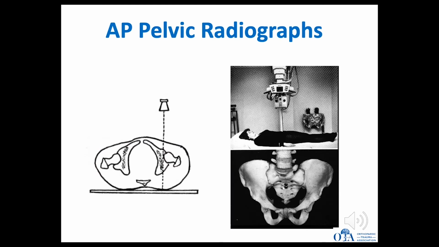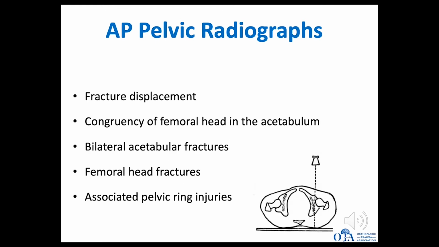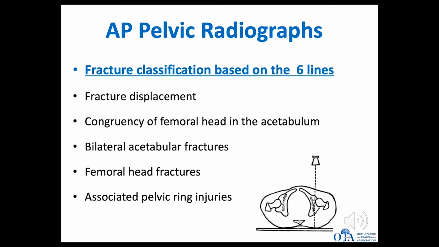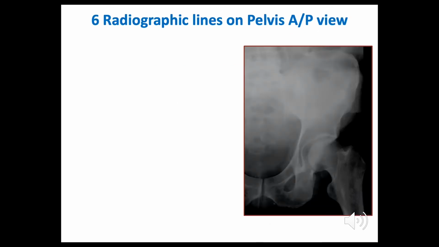This slide shows how we position the patient and the X-ray beam to obtain an AP pelvic radiograph. So the AP pelvic radiograph would give us an idea about the amount of fracture displacement, congruency of the femoral head and the acetabulum, bilateral acetabular fractures, femoral head fractures, associated pelvic ring injuries. In addition, we would be able to classify the fracture based on proper interpretation of the 6 radiographic lines and landmarks.